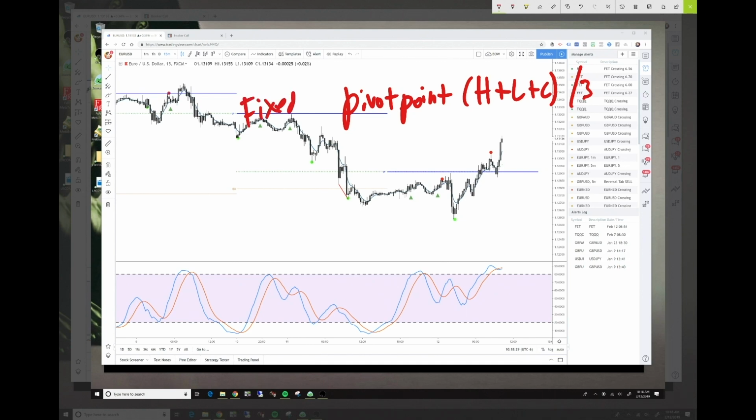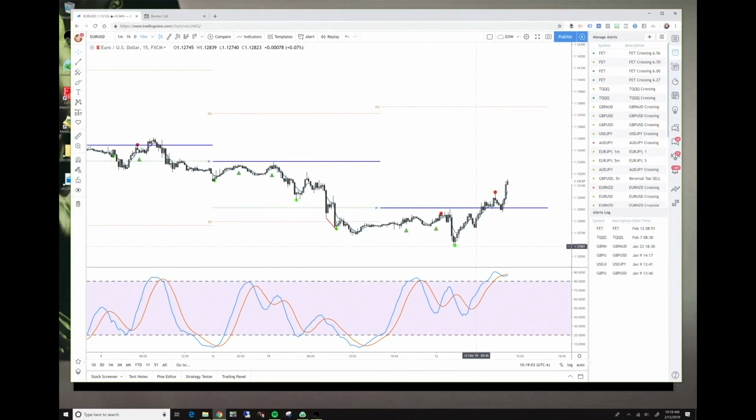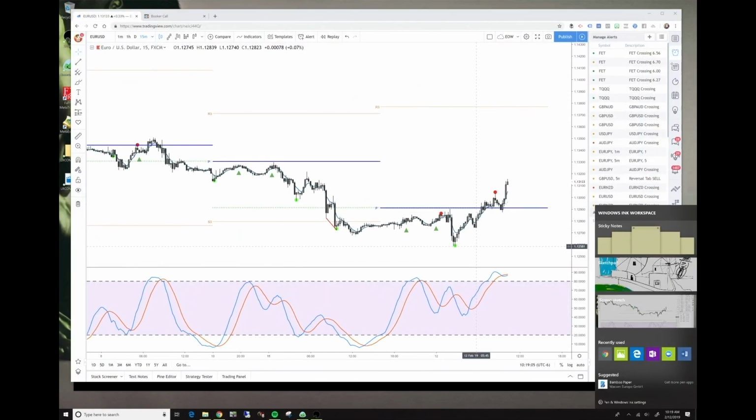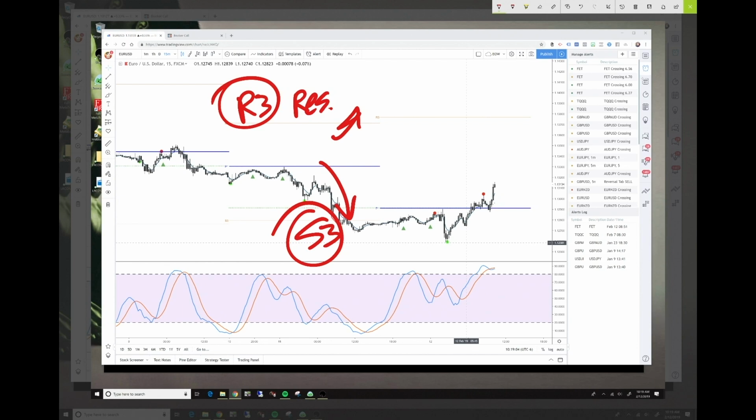Now, accompanying that pivot point is an S3 level below the pivot point, which stands for support level number 3. And above the pivot point resides the R3 level above price, resistance level 3. It is really extraordinarily rare for price to drop to or rise to and hit S3 or R3. And when that happens, price usually bounces.